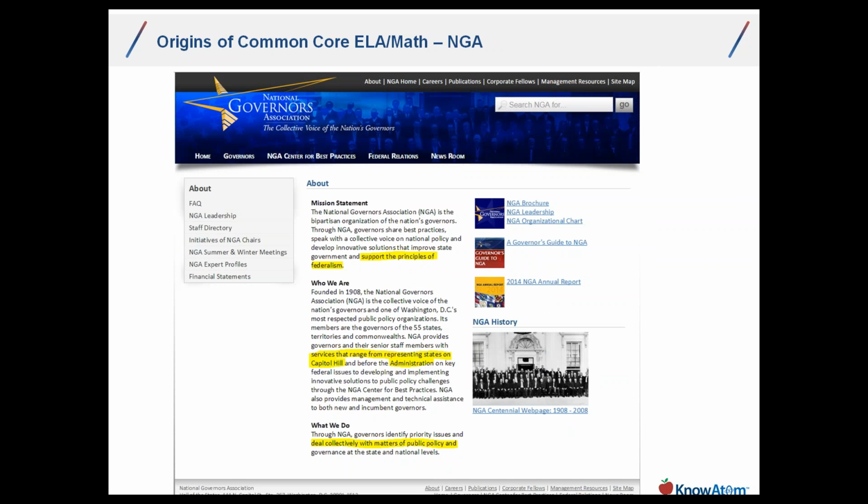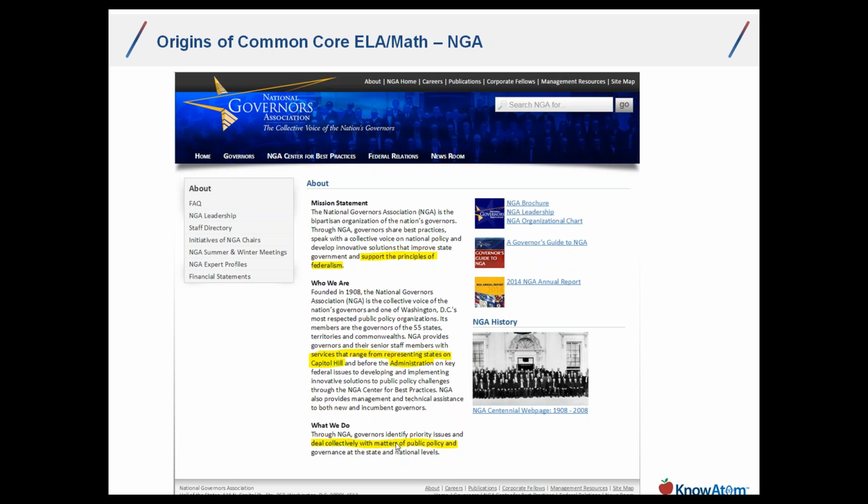Both of these groups are, in essence, advocacy groups. You can see here, as I highlighted, that the National Governors Association is the collective voice of the nation's governors, specifically governors who support the principles of federalism. Federalism is a different view from states' rights and a local control model; it's more of a central control model. They provide governors who are part of this association services that range from representation on Capitol Hill, which you see down here in the middle, and before the administration, the administration being the White House.